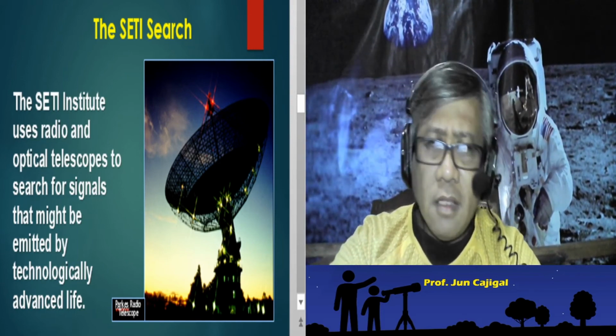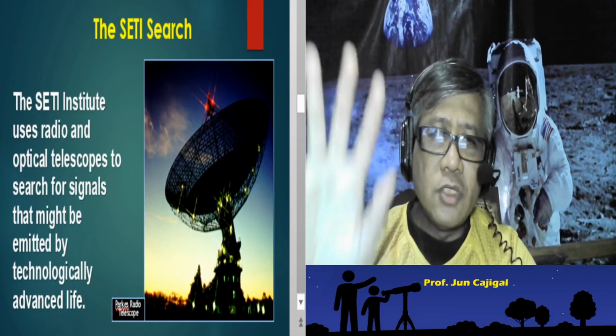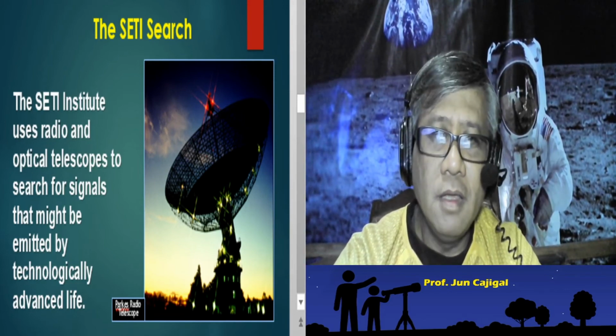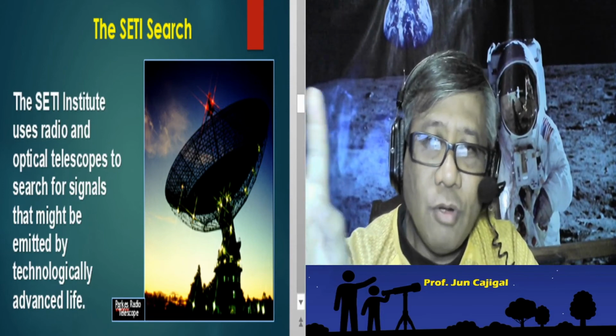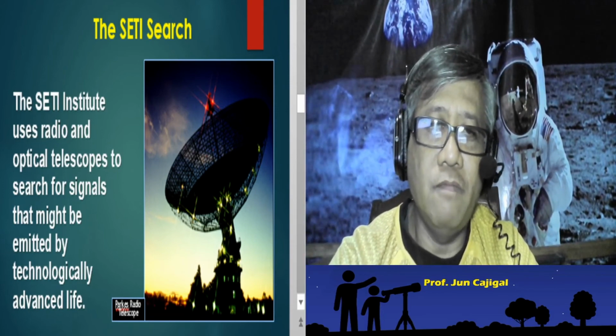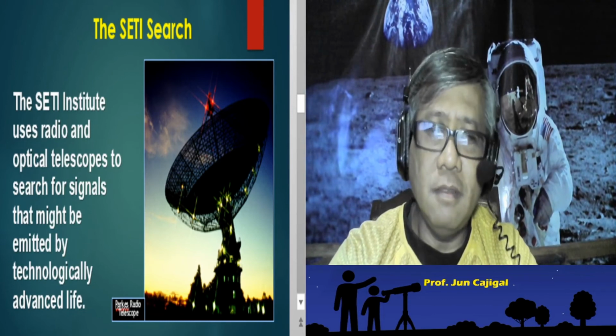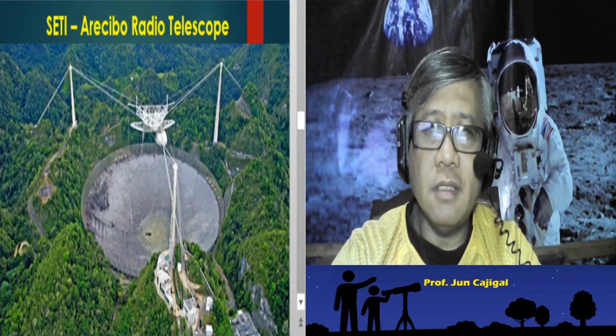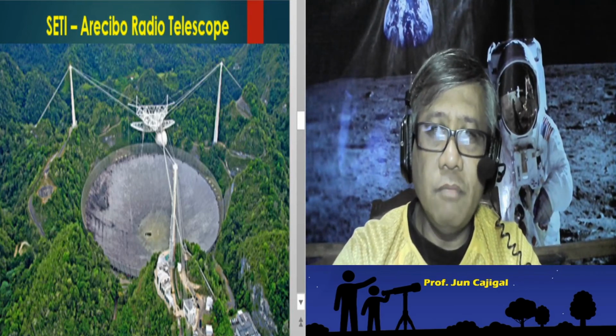So they are scanning the sky, searching for signals that might be emitted or broadcast by technologically advanced alien life forms. Fantastic! Amazing, this SETI. Utilizing dish antennas like the one in the picture so that they can capture these alien signals. Alright, one such huge radio telescope that SETI has been using is the Arecibo radio telescope.